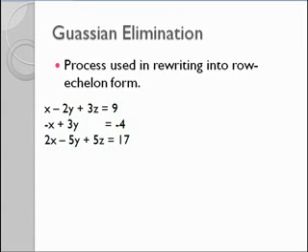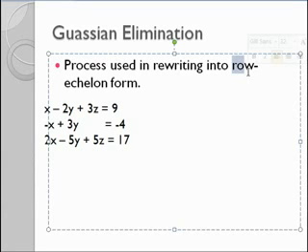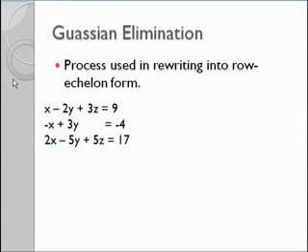Let's see how this works. I want to put it in that row echelon form. The process that you go through to get it in that form is known as Gaussian elimination, and it's named after a mathematician, Carl Gauss, and so they credit him with figuring this out.